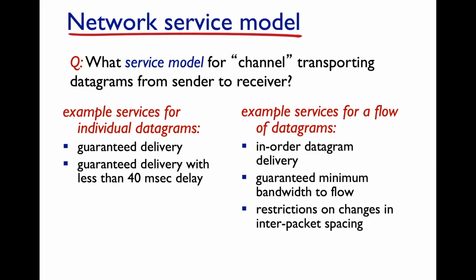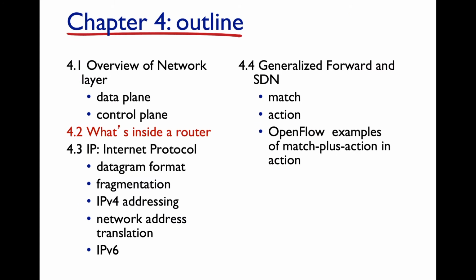And so what sort of services could you have for individual datagrams? You could perhaps set up something like guaranteed delivery. Maybe there's delivery with no more than a certain upper bound on delay. And for flow of datagrams, you could have in-order delivery. You can perhaps set up guaranteed minimum bandwidth or have restrictions on changes in the amount of interspacing between the sends of the packets. And so I'm not going to talk about network layer service models. Let's focus, or segue, to what's inside of a router.